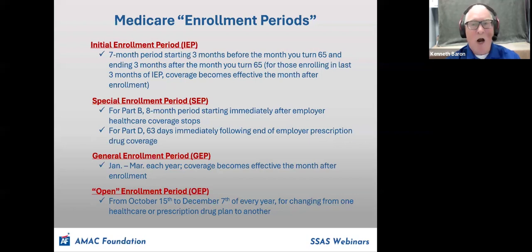Okay. A general enrollment period is for someone who should have applied for Medicare, did not, and now you are over age 65 and you're thinking, you know what, maybe it would have been a good idea to apply for Medicare at 65, but I didn't. So now I need to. Well, you can only do so during this general enrollment period. And this happens between January and March of each year, and coverage only becomes effective the month after you enroll.